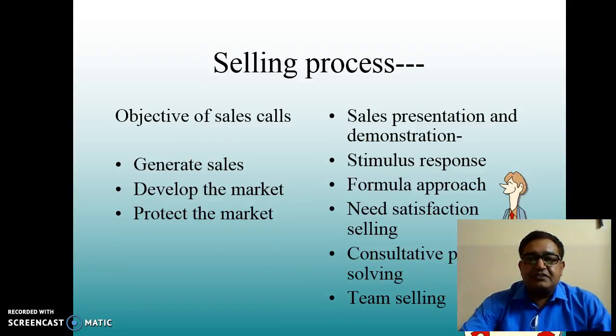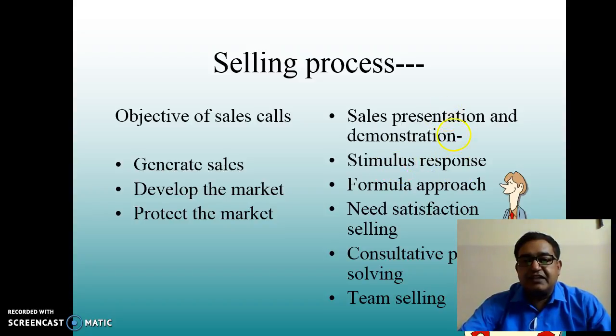Now the selling process, talking about it in detail further, the sales presentation as well as the demonstration is an important aspect of the selling process. There are different approaches by which you have a discussion with your prospect. There is the stimulus response selling approach, the formula selling approach, the need satisfaction selling approach, the consultative selling approach as well as the team selling approach. These approaches vary from situation to situation.